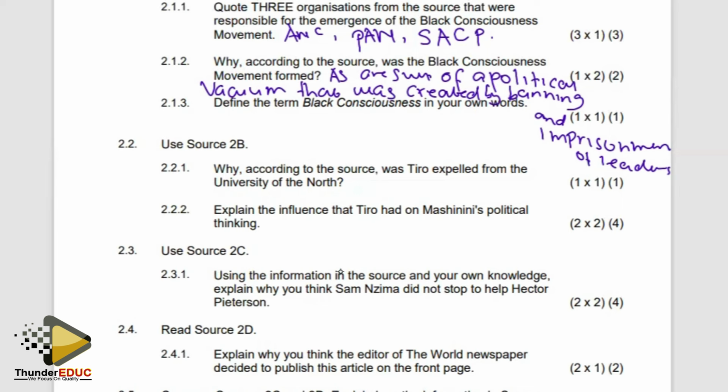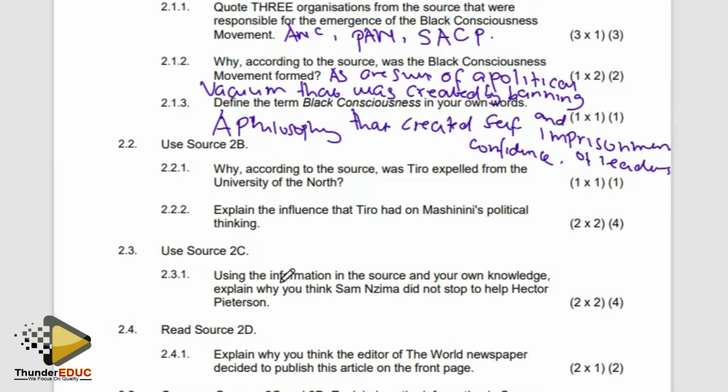All right, here you can tell us it was a philosophy that promoted self-confidence. Okay, you can also say it was a philosophy which encouraged Black South Africans to be independent from other races. Also, you can say it was a philosophy that encouraged equality, justice, pride, and unity, or any relevant answer.